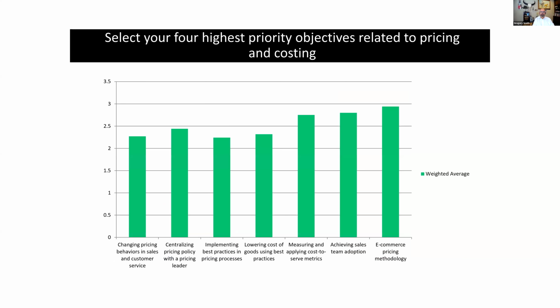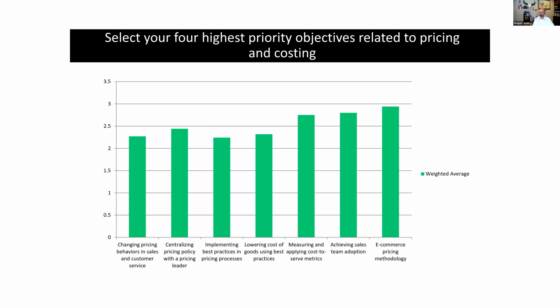Select your 4 highest priority objectives related to pricing and costing. So it's changing pricing behaviors in sales and customer service. Understand that. Centralizing pricing policy with a pricing leader. That's good. These are all weighted average. So implementing best practices in pricing process, lowering cost of goods using best practices, measuring and applying cost to serve metrics, achieving sales team adoption. That's a huge one. An e-commerce pricing methodology.